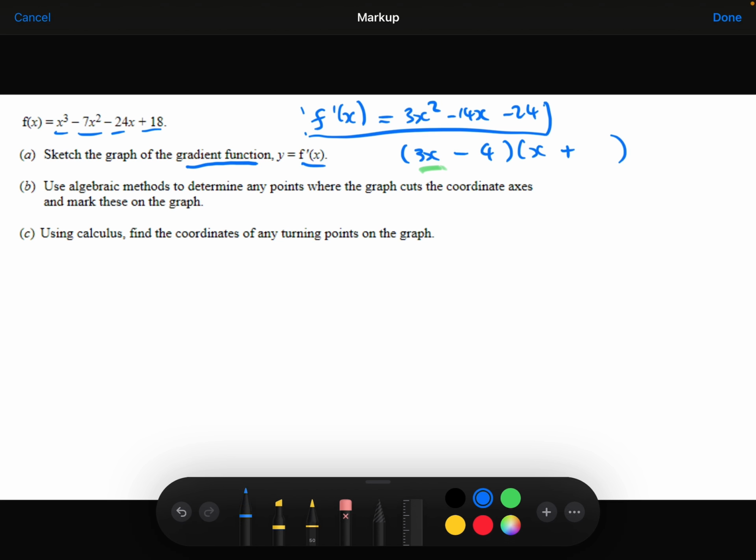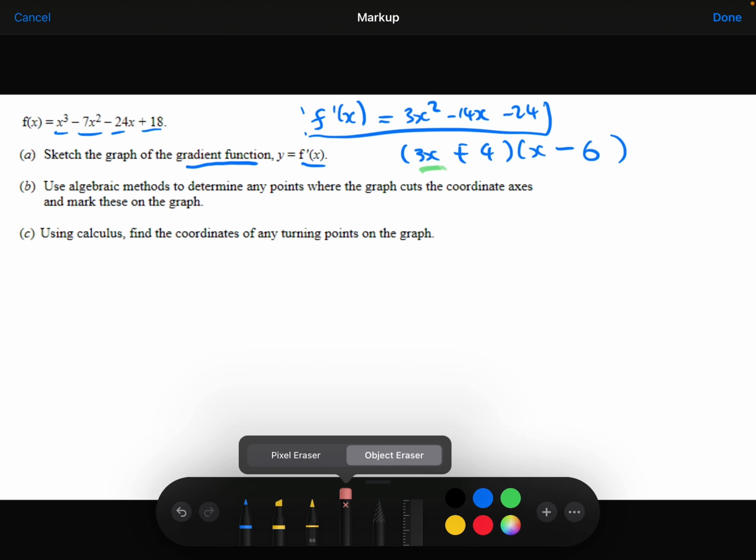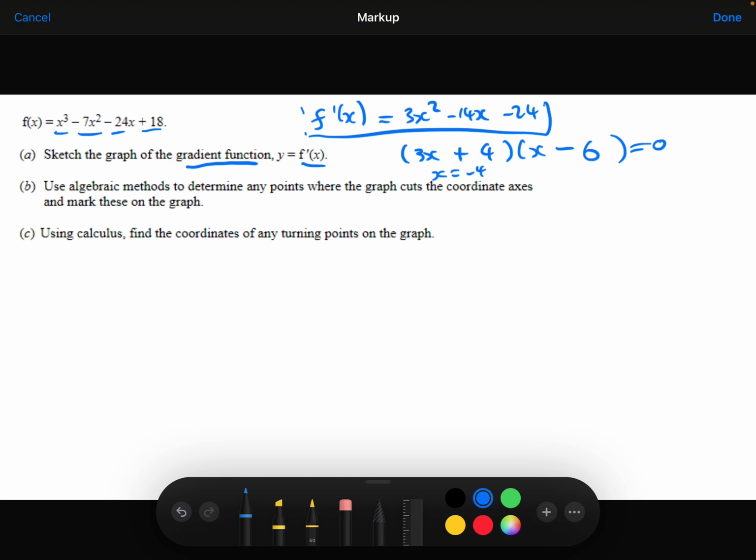So if I had that as the 4 and that as the 6, now I have an 18x and a minus 4x, which would give 14x, not minus 14x. So I've got those signs the wrong way around. So that should be a positive, and that should be a negative, and that will now work. So my two roots are minus 4 over 3 and 6.